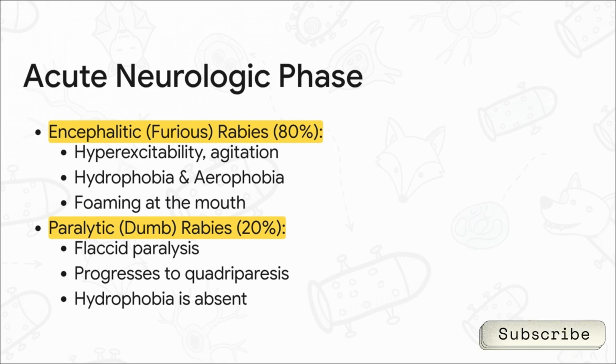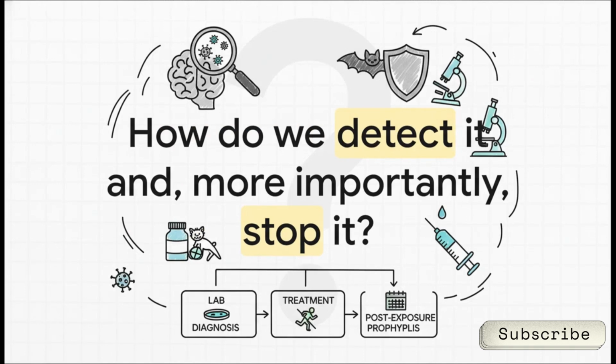The other 20% of cases are paralytic or dumb rabies. This one is less traumatic, which can actually make it harder to diagnose. It starts with paralysis in the limb that was bitten and just spreads. It's a flaccid paralysis that moves through the body. So, the virus's journey is brutally efficient, and when symptoms show up, it's almost always fatal.